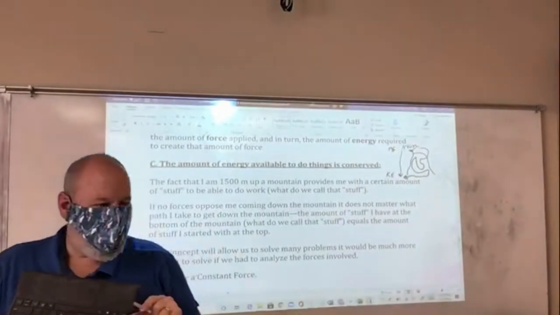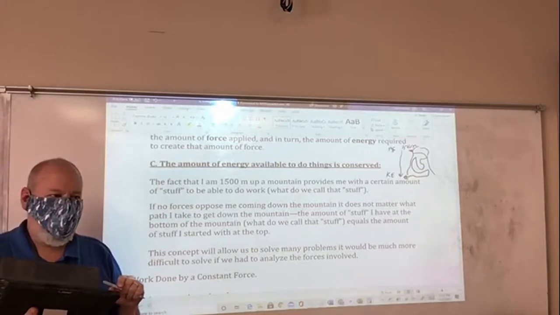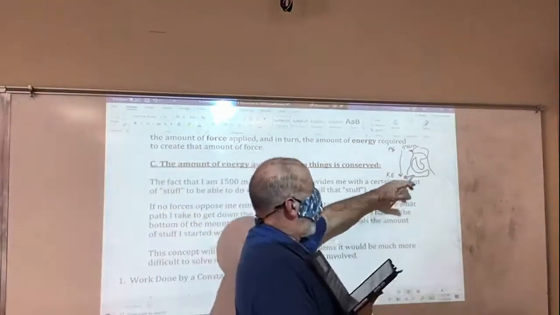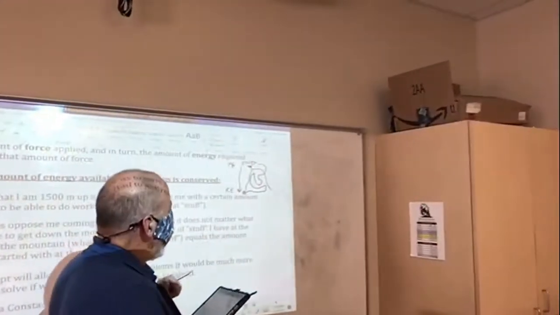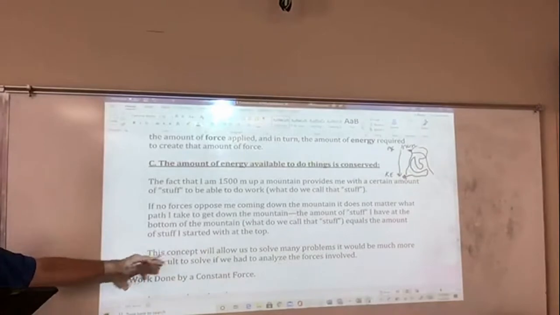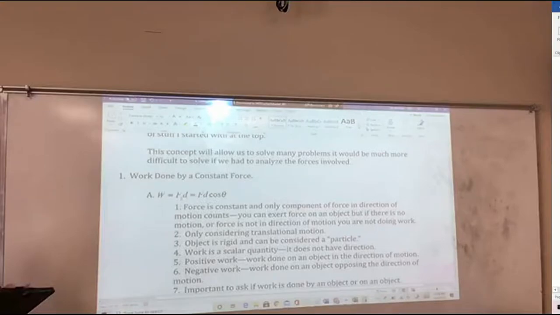They have to use some pretty significant braking at the end of the ride in order to get us to stop, right? So we've got a lot of kinetic energy at the bottom, and if there was no friction, it would be the same amount as the potential energy at the top. So this concept will allow us to solve many problems. It would be much more difficult to solve if we had to analyze the forces.